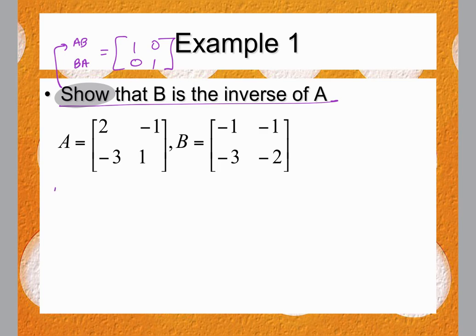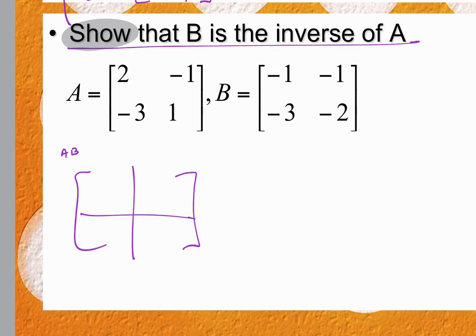So I'm going to do A times B first. It's a 2 by 2 and a 2 by 2, so my answer is going to be a 2 by 2. The first one is row 1, column 1. 2 times negative 1 plus negative 1 times negative 3. Negative 2 plus 3, which is 1. If that wasn't 1, already you'd messed up. So think about the pattern ahead of time.